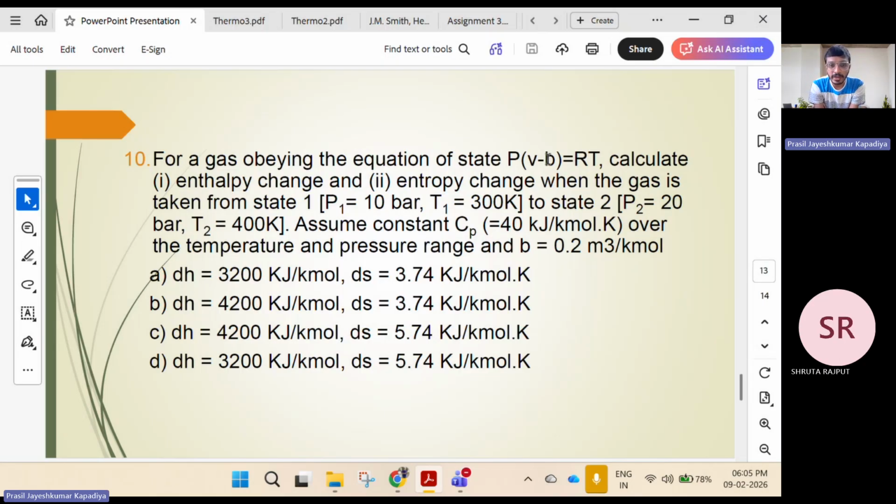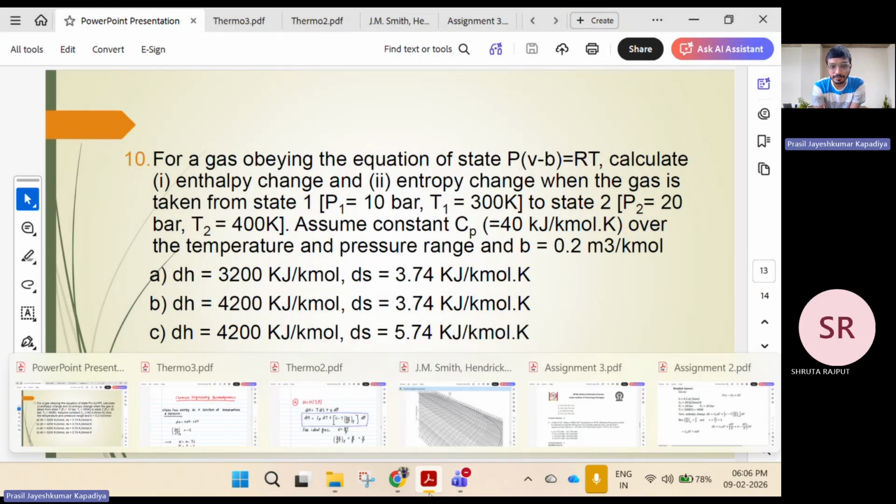So we are supposed to calculate the enthalpy change and entropy change when the gas is taken from state 1, P1 is equal to 10 bar, T1 is equal to 300 Kelvin, to state 2, that is P2 is equal to 20 bar and T2 is equal to 400 Kelvin. So delta P we have and delta T we have. And we are supposed to assume that Cp is equal to 40 kilojoules per kilomole Kelvin over the temperature and pressure, meaning Cp is not changing with temperature and pressure, and the B value is given, 0.3 meter cube per kilomole. So how can we solve this particular problem?